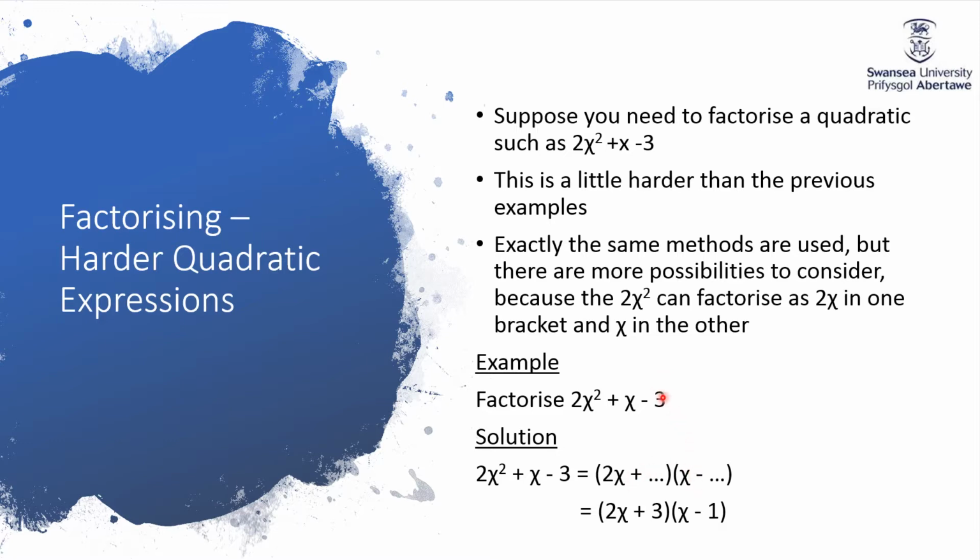Then we need to figure out what the numbers at the end are. Now, what way can we make 3 by timesing two numbers together? Well, the only way is 3 times 1, so therefore we know this is 3 and this is 1. And that gives you how to then factorise this quadratic expression.